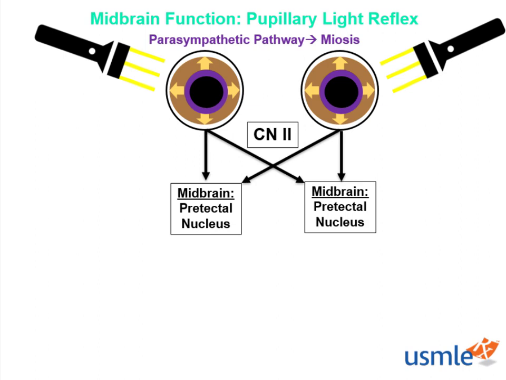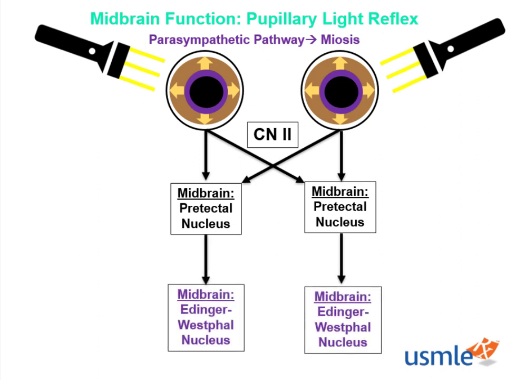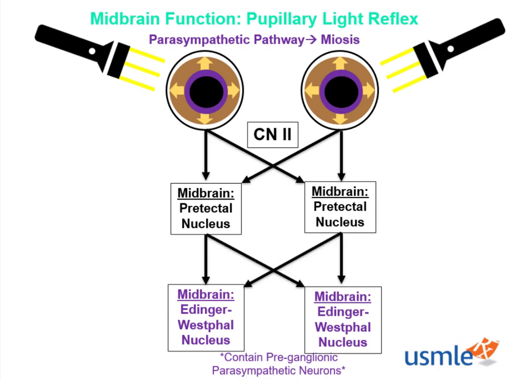With light signals coming from both eyes, the pretectal nuclei send projections to the Edinger-Westphal nuclei in the midbrain. These nuclei contain preganglionic parasympathetic neurons. Importantly, the pretectal nuclei, like cranial nerve 2, send projections bilaterally to the Edinger-Westphal nuclei. Another important crossover in this pathway. This is the afferent limb of the reflex arc.